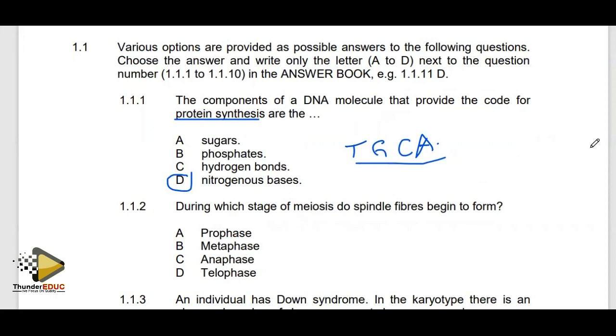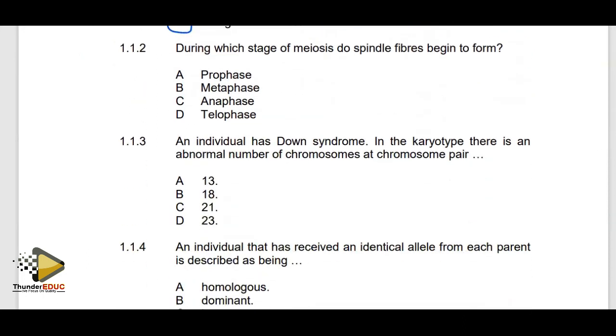Question 1.1.2: during which stage of meiosis do spindle fibers begin to form? The spindle fibers always begin to form in the preparation phase, which we call prophase. So it means that the answer is going to be A. I'll explain more when we go to other sections.